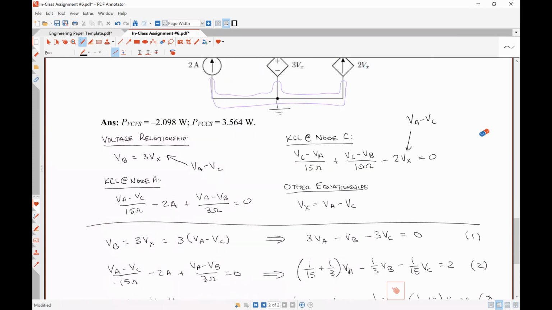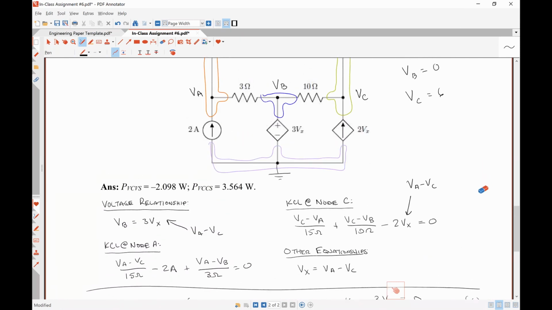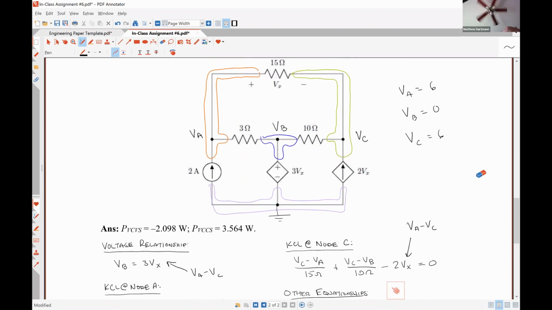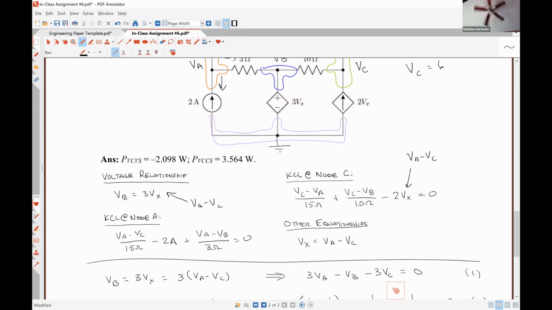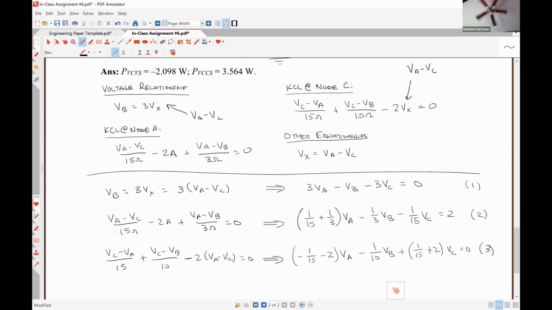Would for node A, wouldn't that be positive 2 amps? No, it should be -2 because we're taking this current up. So that's why we get VA minus VC over 15. This current to the right, that's why we get VA minus VB over 3. And this current down, that's why it's -2. Then when we move it to the other side of our equal sign, we have a +2 over here. So that seems fine.